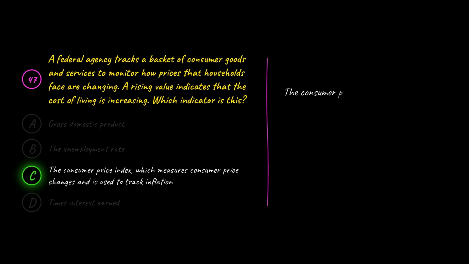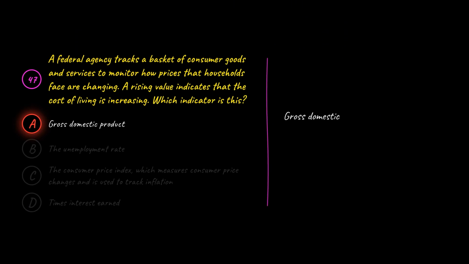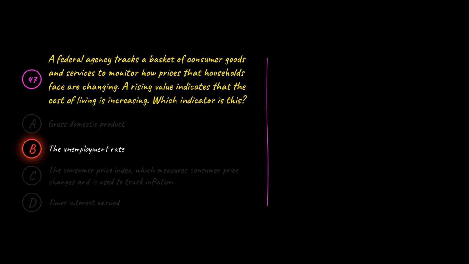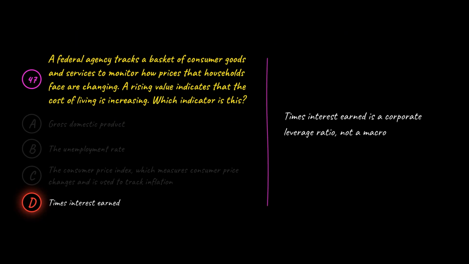C is correct because the Consumer Price Index measures changes in the prices of a basket of consumer goods and services and is the primary measure of cost of living inflation. A rising CPI signals rising consumer prices. A is wrong because gross domestic product measures the total value of goods and services produced, not changes in consumer prices. B is wrong because the unemployment rate measures the share of the labor force without a job and does not measure price changes. D is wrong because times interest earned is a corporate leverage ratio, not a macroeconomic price indicator.